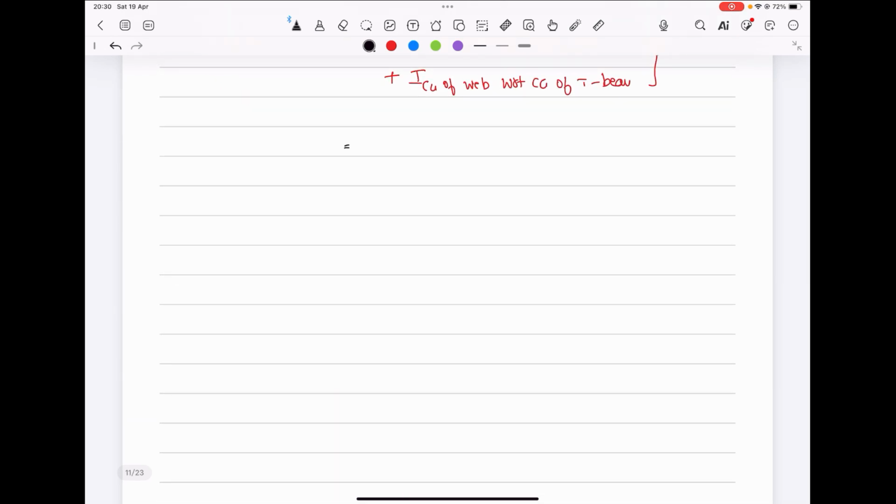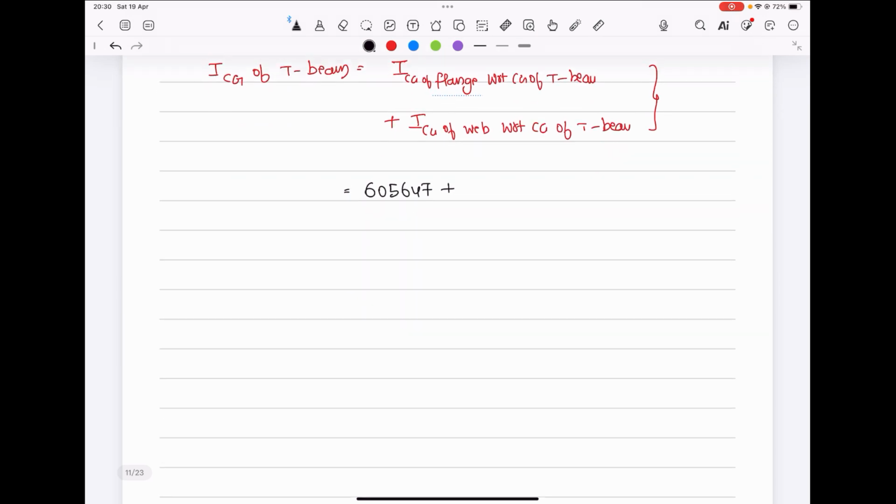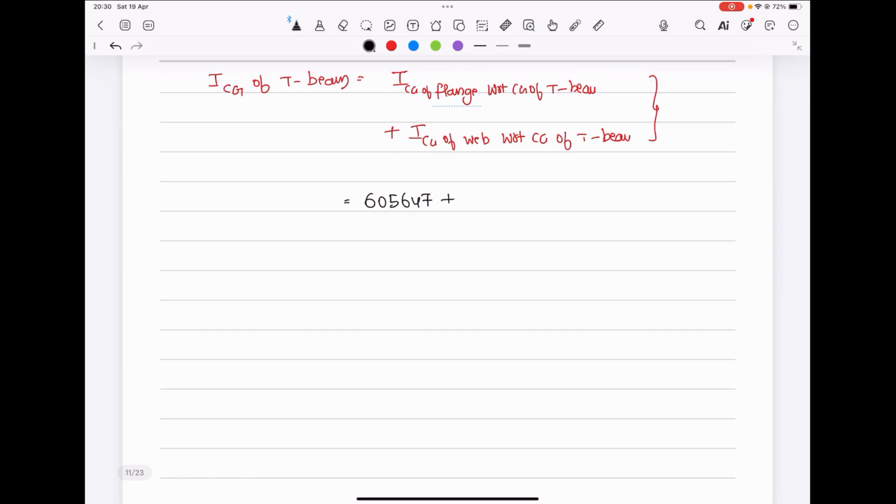605647 plus 1413798. 1413798. That is equal to 2019445 mm to the power of 4.